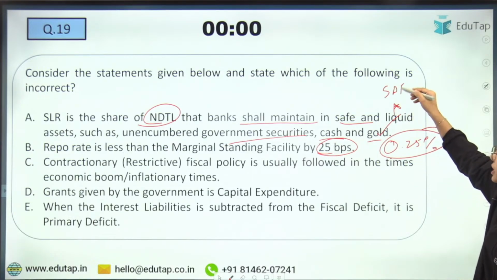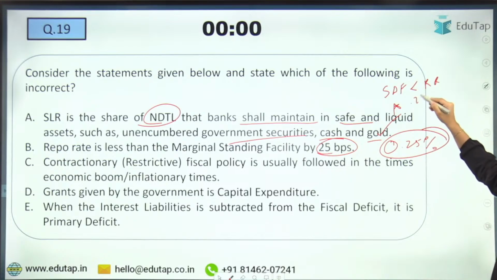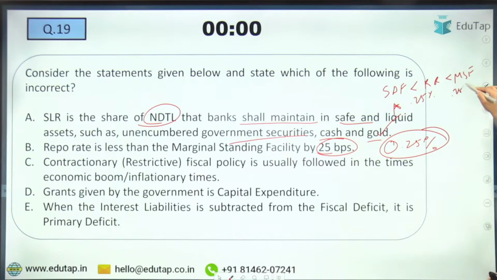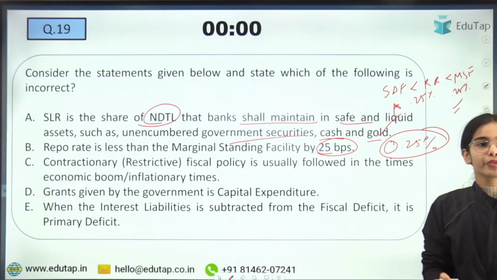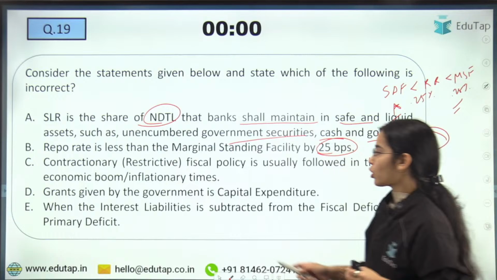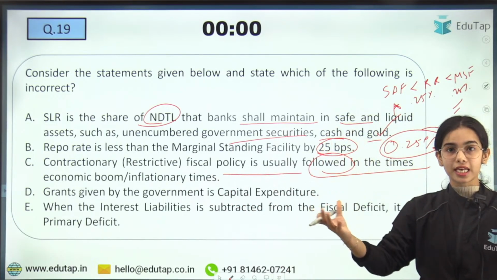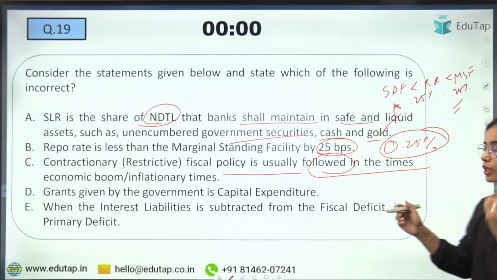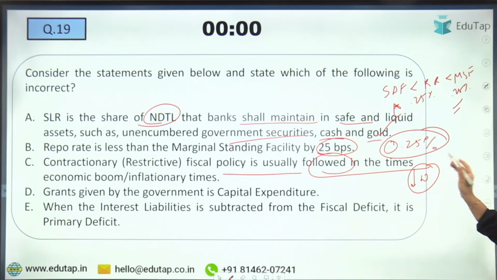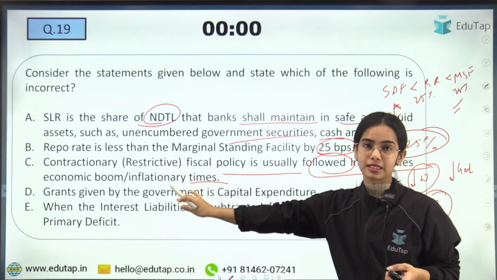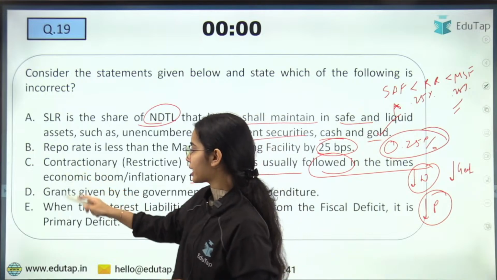The standing deposit facility rate is less than the repo rate by 0.25%, and the repo rate is less than the MSF rate by 0.25%. So this is correct. Contractionary fiscal policy is usually followed in times of inflation. When there is inflation, it is happening because demand is very high. So to reduce the demand, the government reduces its expenditure, to reduce the prices when inflation is coming. So C is the correct answer again.